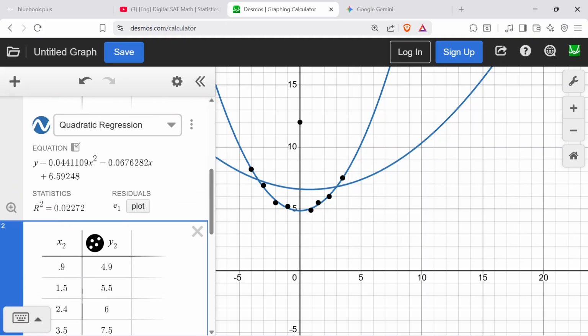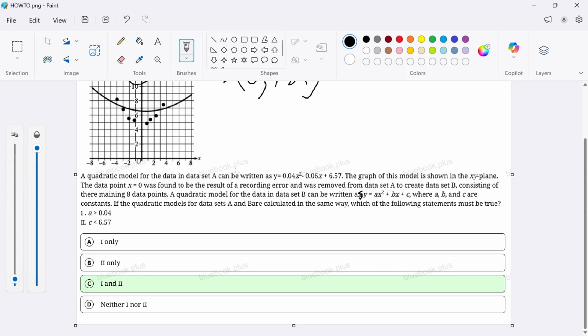The C number is smaller. And so is A bigger? Yes. Is C smaller? Yes. And that's answer choice C.